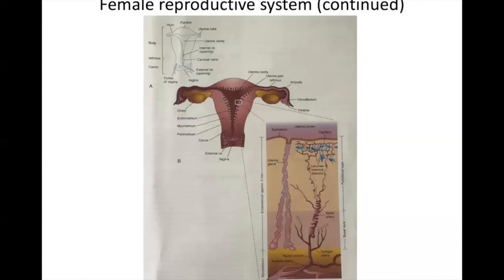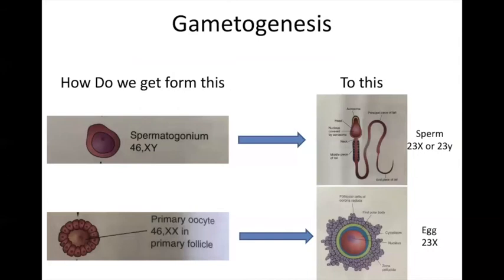All right. So moving on, we're going to talk about gametogenesis, right? Gametogenesis means the formation of gametes or reproductive cells, right? So we start with a spermatogonium or a primary oocyte, and these guys have 46 chromosomes. The spermatogonium has an X and a Y chromosome in there. The primary oocyte has 2 X chromosomes in there somewhere, right? Eventually, we're going to end up with a sperm cell that has 23 chromosomes and either an X or a Y mixed in there. Or the primary oocyte is eventually going to wind up being an egg, which has 23 chromosomes and one of them is an X. Okay?